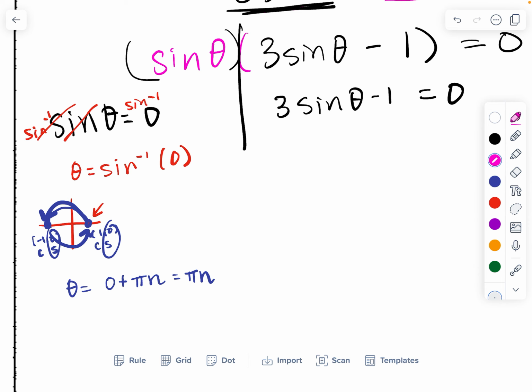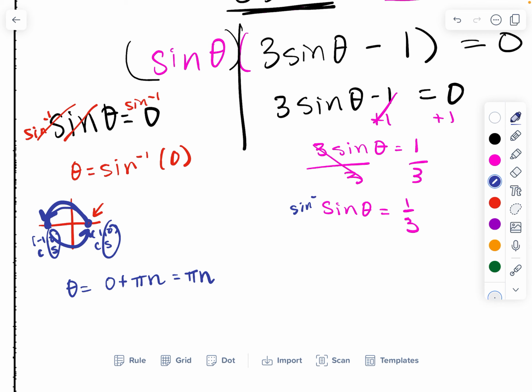Okay, we also have the right side here. So let's use algebra. We're going to add 1 to both sides. So we get 3 sine theta equals 1. Divide both sides by 3. And we get sine theta equals 1/3. To get sine off of theta, we're going to use inverse sine on both sides. So we get theta equals the inverse sine of 1/3.